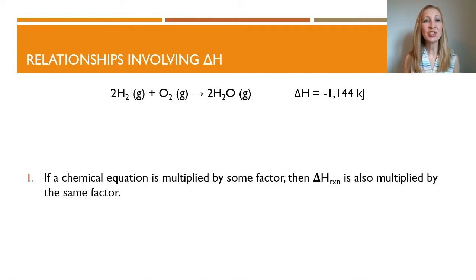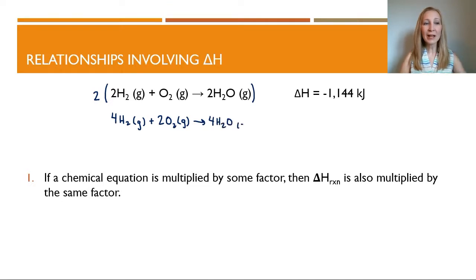So one thing we can do to manipulate or work with this equation is multiply it by a certain factor. Let's say we multiply it by 2 or 3, then that delta H of reaction, that enthalpy, is also multiplied by that same factor. So we can take this whole equation, put it in parentheses, and multiply the whole equation by 2. If I rewrite it, I get 4 moles of H2 in gas form plus 2 moles of O2 in gas form gives us 4 moles of water in gas form.